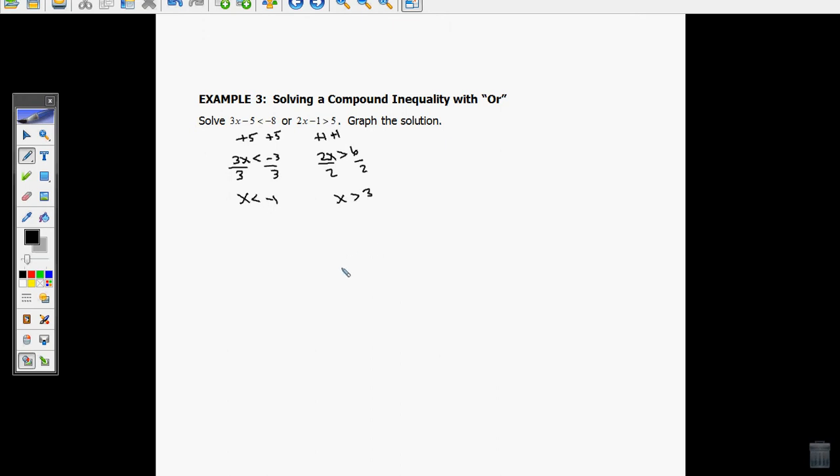And now I can graph. Number line, I'm looking at x being less than negative 1 and x being greater than 3. So I'm going to have negative 1 over here. I'm going to have 3 over here. And I know that it is going to be less than, so open circle pointing to the left, and greater than, so open circle and pointing to the right. And there is my OR statement. Not too bad, huh?